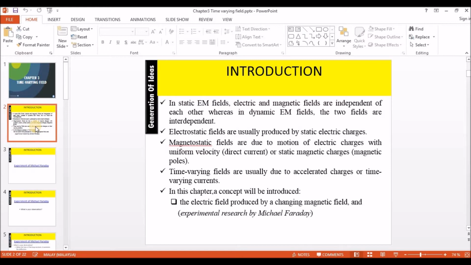So in this chapter, we are going to deal with the time varying field, and these time varying fields are usually due to accelerated charges or time varying current. So you are going to see how the electric field can be produced by a changing magnetic field through an experiment which is conducted by Michael Faraday.